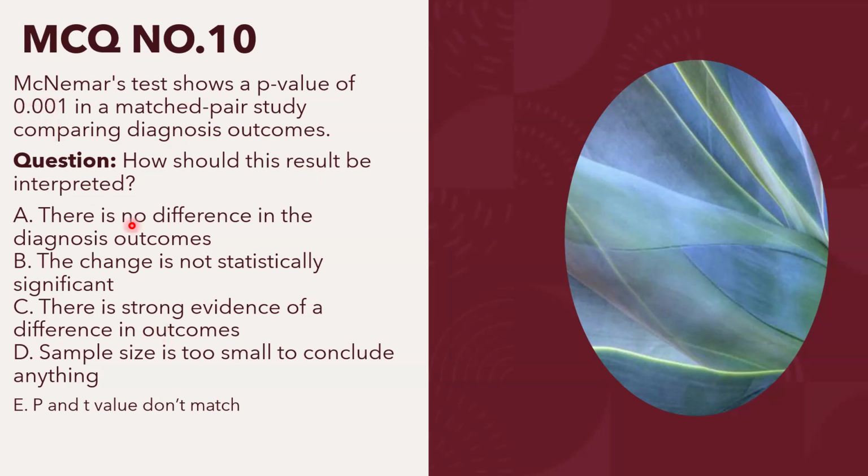B, yeah, B is the change is not statistically significant. This could be the scenario, but as the p-value is very low, it's 0.001, there is strong evidence of a difference in outcome. In a matched pair study where the McNemar test comes out with a very low p-value, we can safely say there is strong evidence for the differences in outcome. So the null hypothesis is to be rejected and the alternative accepted.